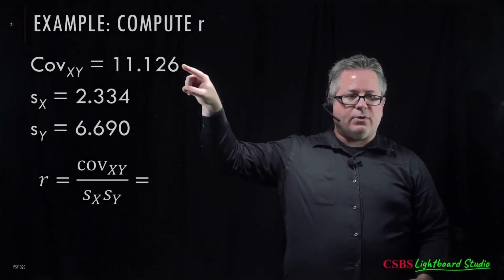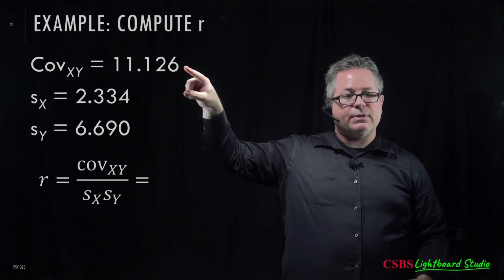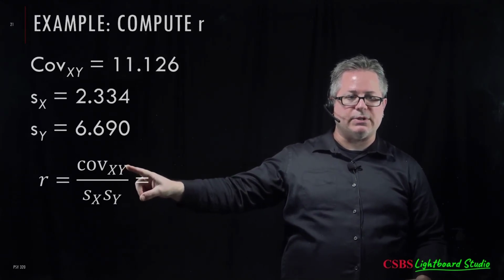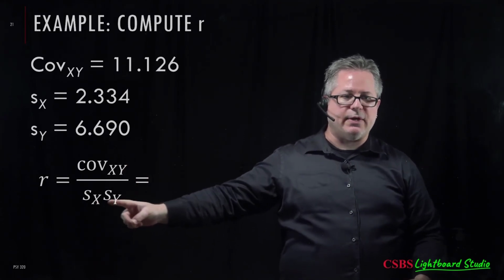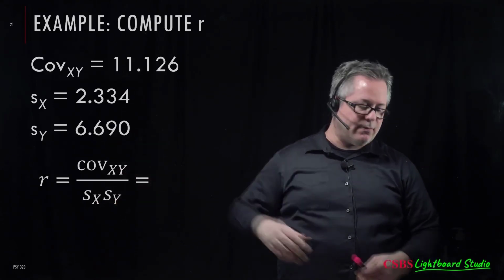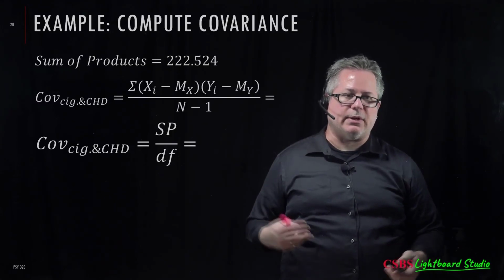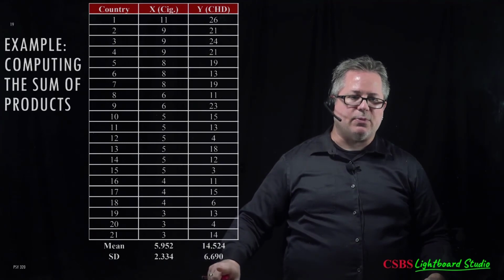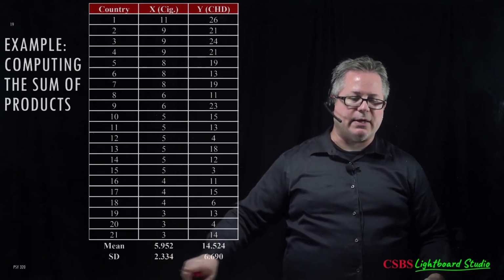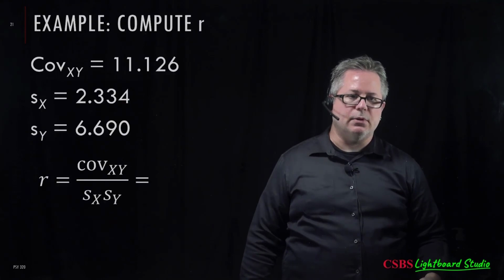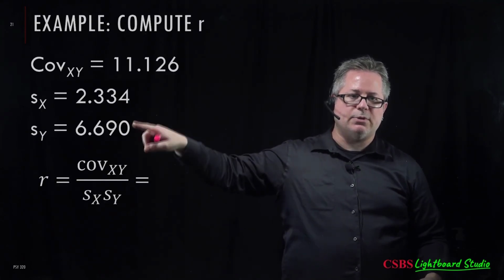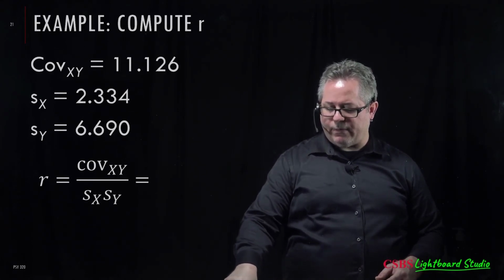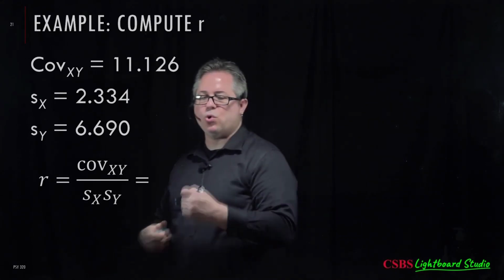So we just figured out that the covariance was 11.126. So now I can put the covariance of 11.126 here, divide by the product of the standard deviations here. So where do those numbers come from? Just to remind ourselves, in case you're looking around like I just pulled these numbers out of the air, they're here, 2.334 and 6.690, just the standard deviations provided in this table. So I'm just going to plug those in and figure out what is the correlation.